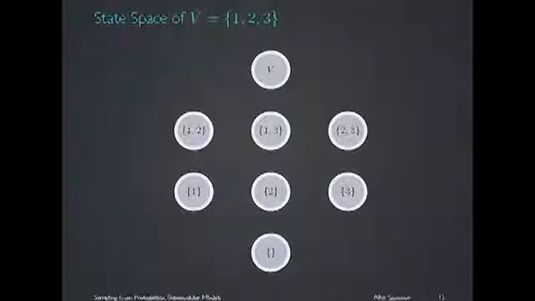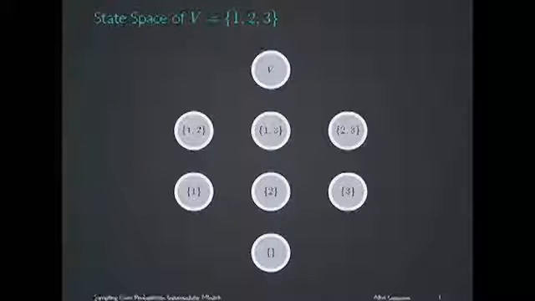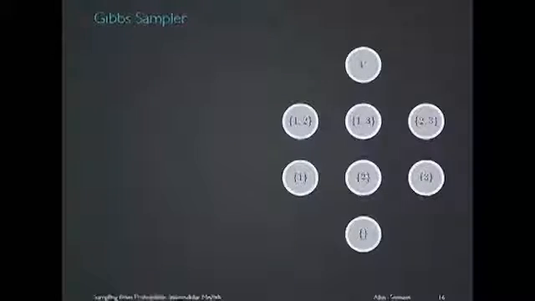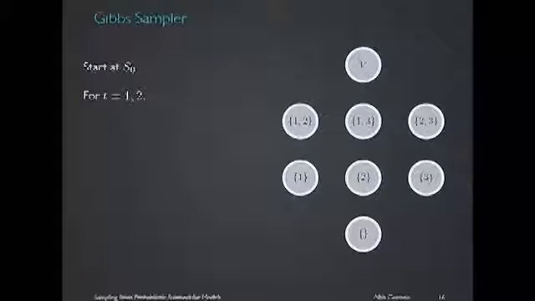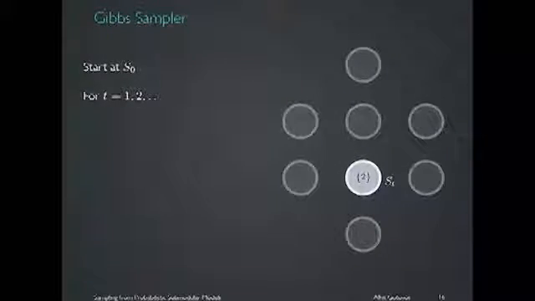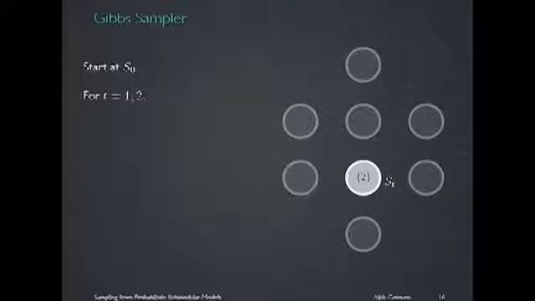So for a small ground set of size 3 here, this is how our state space would look. It's just all subsets of the ground set. And let me quickly show you how the Gibbs sampler would work here. You start from an arbitrary state s0, and then let's say you have done t iterations and you've ended up at the singleton state {2} here.